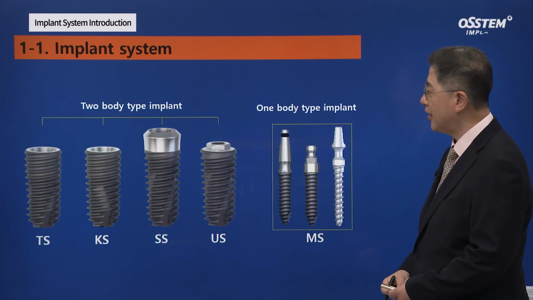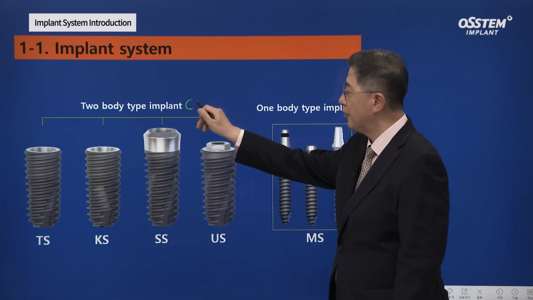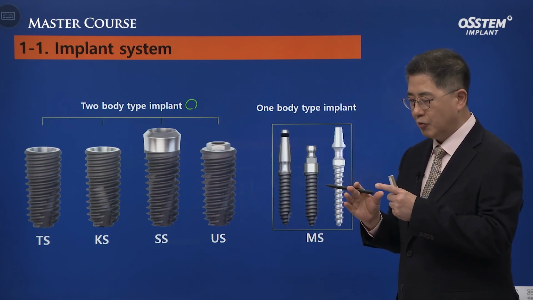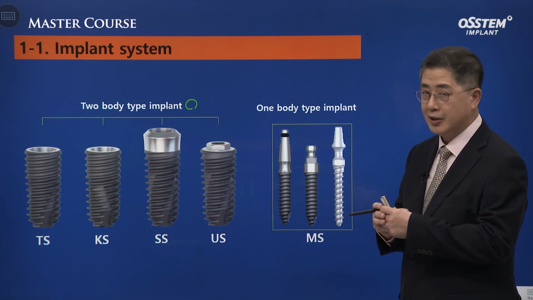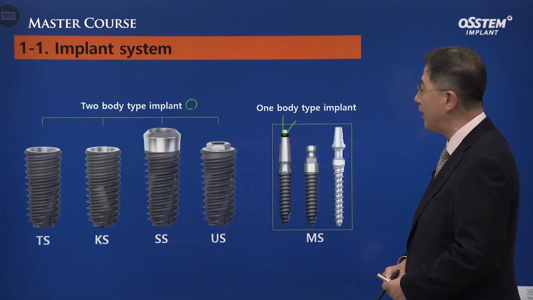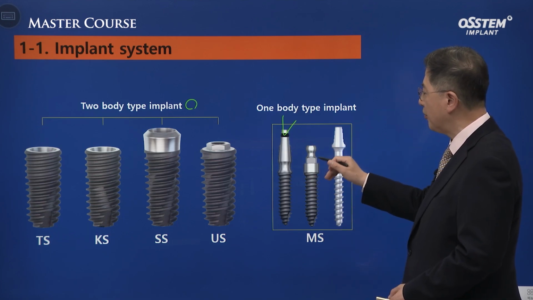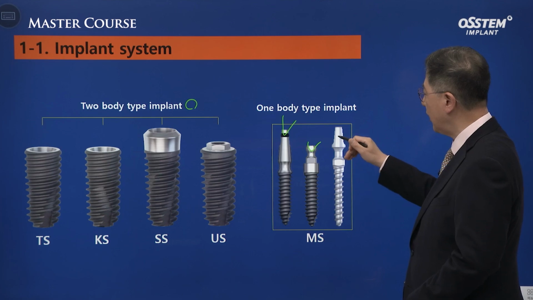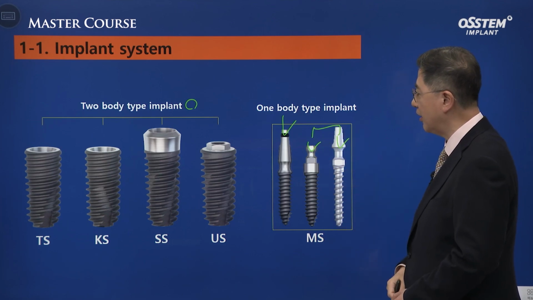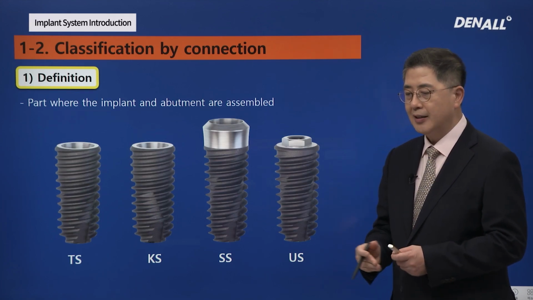When categorizing implant systems, there are 2 body type implant, where the implant and abutment are separate, and 1 body type implant such as MS implant, which is used for when vertical or horizontal space is limited, especially in the lower anterior region. Among narrow implants, some are for overdenture and some for provisional uses, but personally I don't think there are many cases to use them. Now, let's classify implant systems by connection.